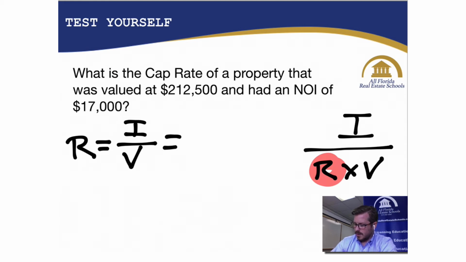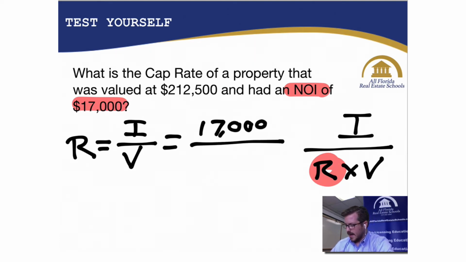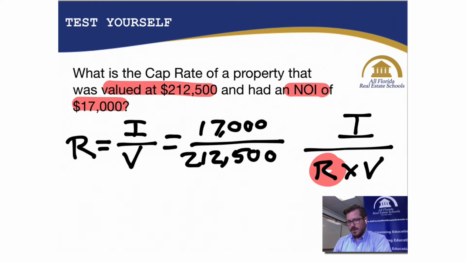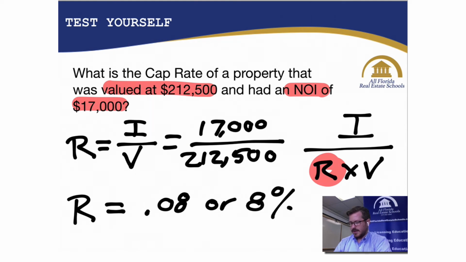All right, let's find our income in the question. Since our NOI of $17,000. So that's going to be our income. That's going to go right on top. So $17,000. All right, next we need to have our value. And they tell us here the value is right there, $212,500. So here we are, $17,000 divided by $212,500. So we can put that on our calculator now. And our rate is going to equal 0.08, or we can call this 8%. There we go.